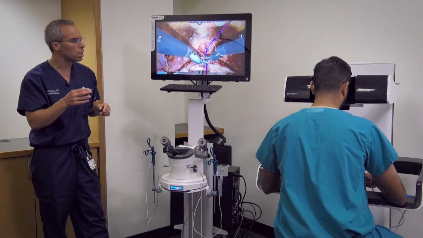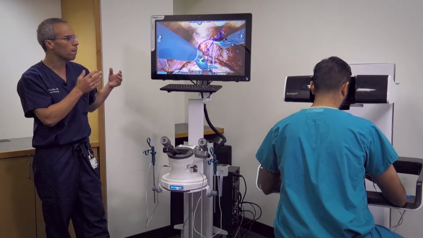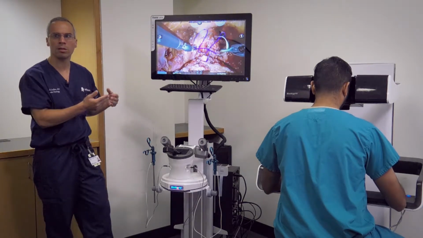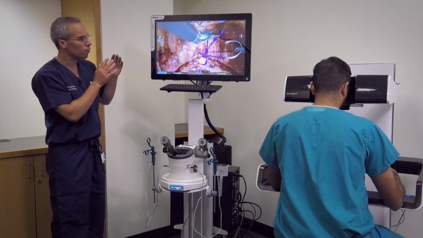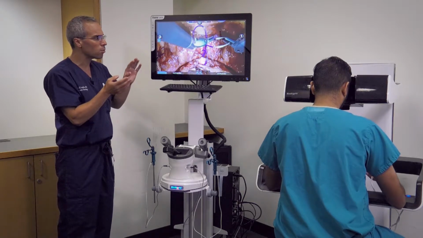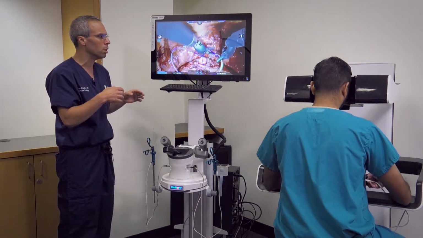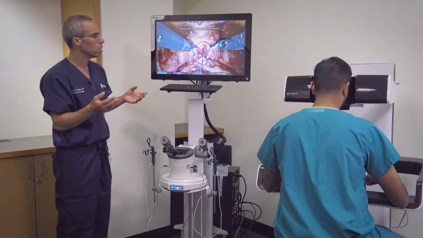So not only basic tissue identification, but also how to handle a needle in tissue. And I think that that's where this is extremely valuable, because if you watch him actually do this portion of the operation, he's following the needle all the way through the tissue. And that is something that we try to teach our trainees when they throw sutures.